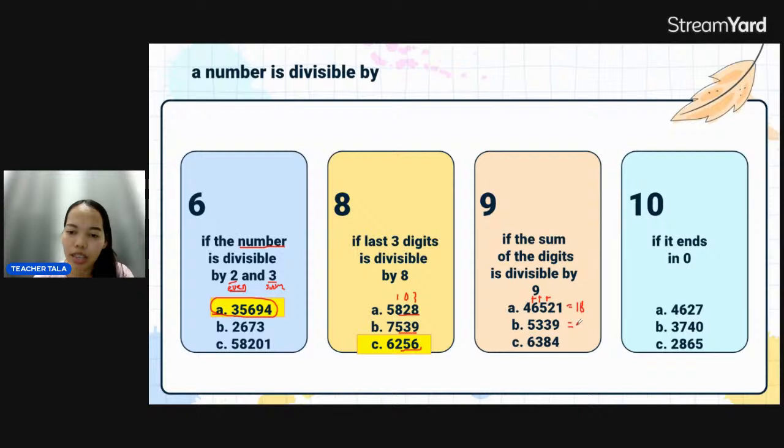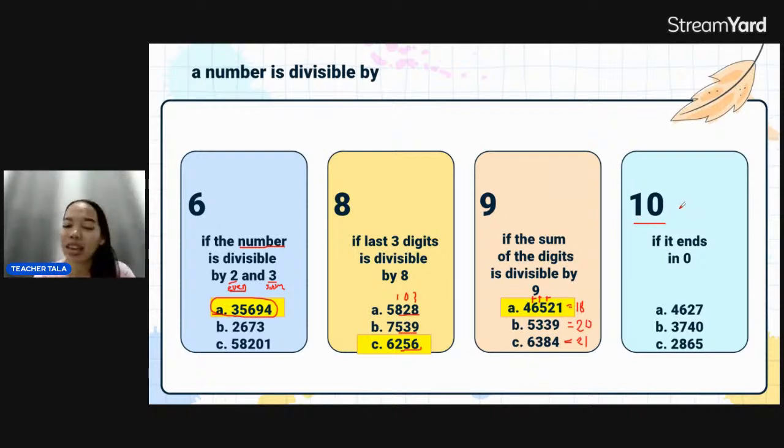20 is not divisible by 9. 6 plus 3, 9 plus 8, 17 plus 4, that's 21. So the answer is letter A. See? You just wasted your time sa pag-solve sa letter B and C, na dapat nakaproceed ka na sa 10. But because we are still reviewing, we are going to rationalize every choice.